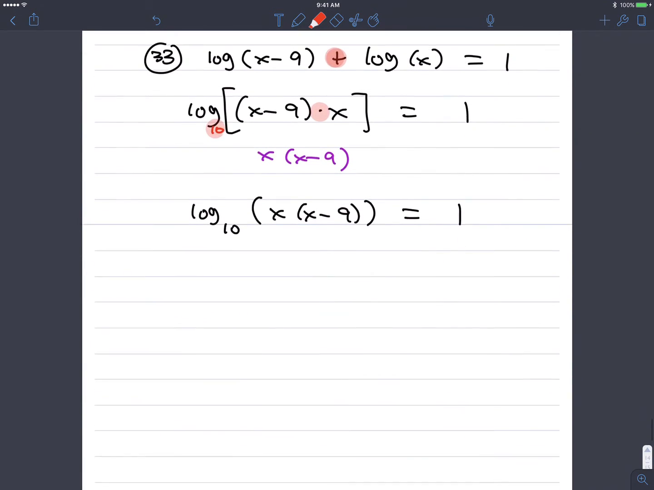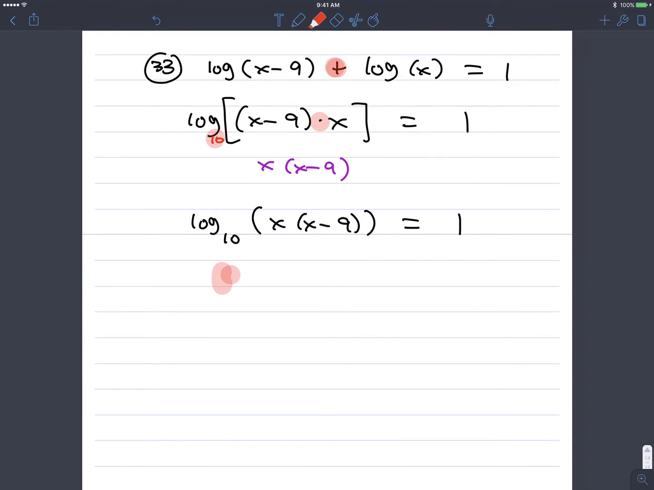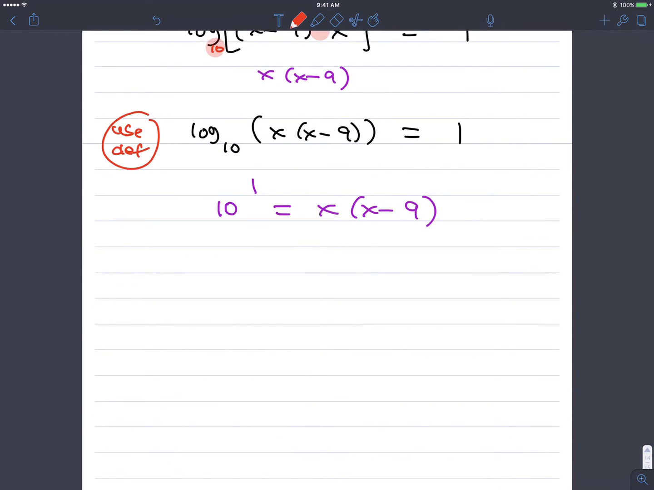So here's what this means. The base here is 10. So let's do this: 10 to the first power will be x times x minus 9. This is an algebra equation. In fact, it's a quadratic equation now. When we used this definition, we get this purple equation here, which is an algebraic equation, meaning it's x times x minus 9 equals 10. It's a beginning algebra question, really. And by the distributive property, I get x squared minus 9x is 10.